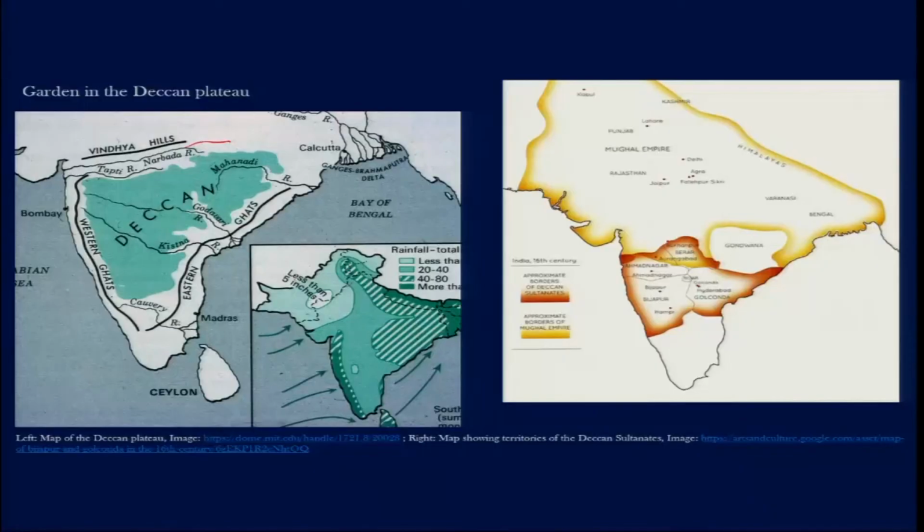Now in the Deccan Plateau, what we find is that the Bahmanis were ruling this major part of the Deccan Plateau, and the southern part of the Deccan and the rest of southern India was ruled by the Vijayanagara Empire. The Vijayanagara Empire was also established around the 14th century, and they continued until the 16th century. So the Vijayanagara Empire and the Bahmanis, we find they were engaged in warfare.